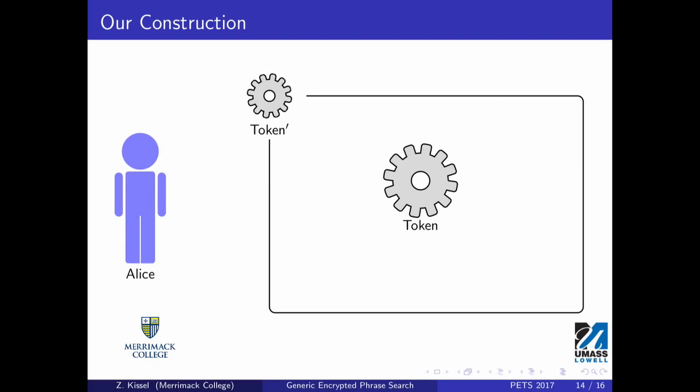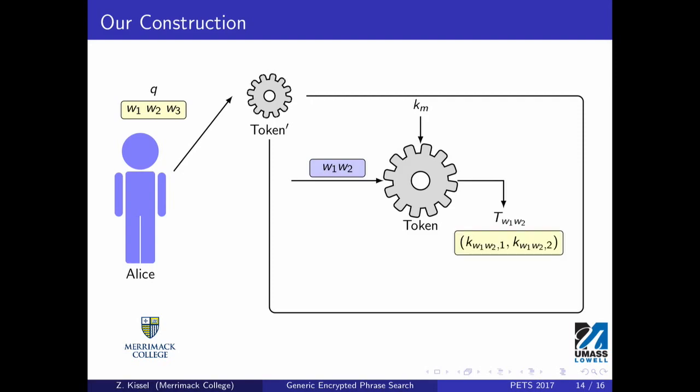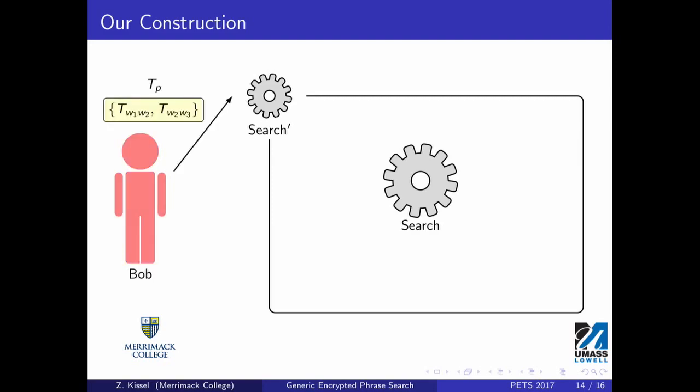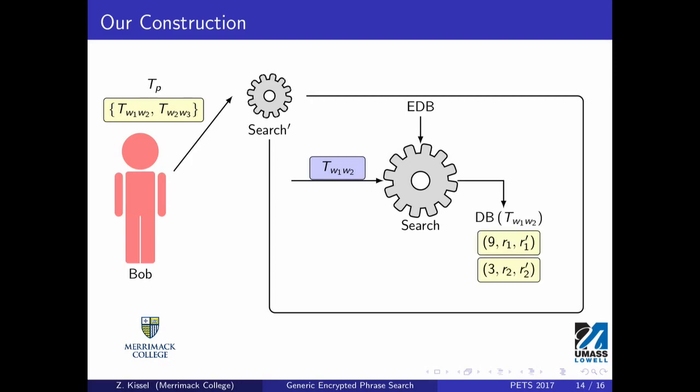Now, when Alice wants to run the token algorithm, she sends a phrase, say W1, W2, W3. She divides this into W1, W2, ends up with a token, saves that off temporarily. She then forwards W2, W3 to the token algorithm of Cash's system, which outputs another token. These two subtokens are then forwarded as the token for the overall phrase. Now, when Bob runs search, he throws in the tokens, runs search of Cash's system on the EDB, gets some results.